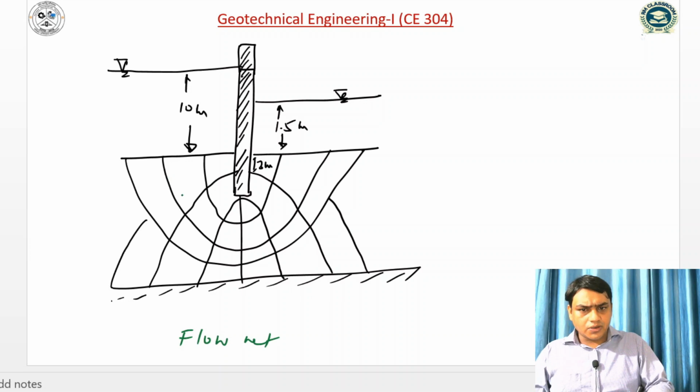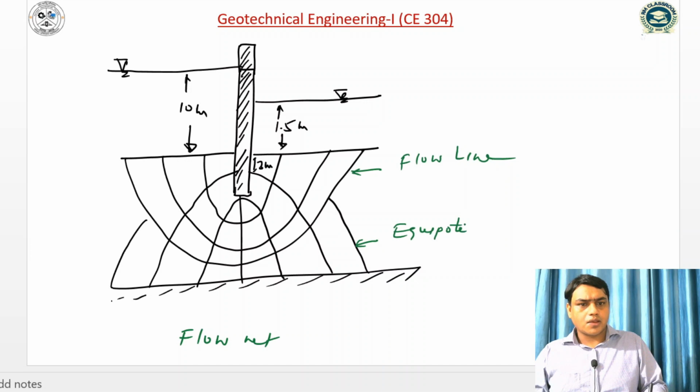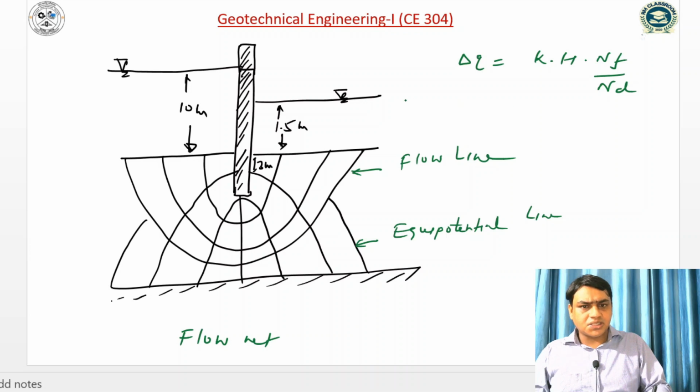So if I talk about the flow line, this is the flow line, and perpendicular to this is the equipotential line. So we have to once again find, firstly, the delta Q can be written as K into H into NF by ND. So here the head, capital H, is the change in head.